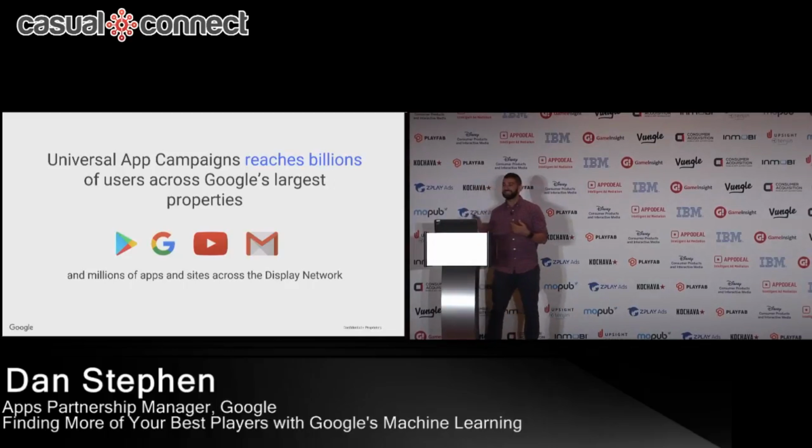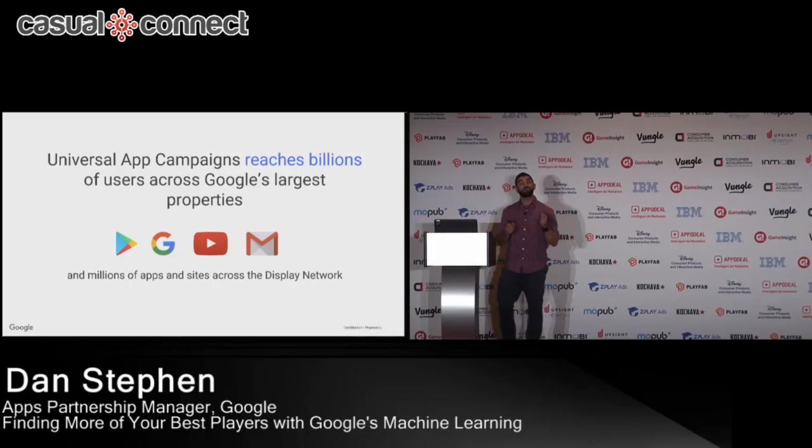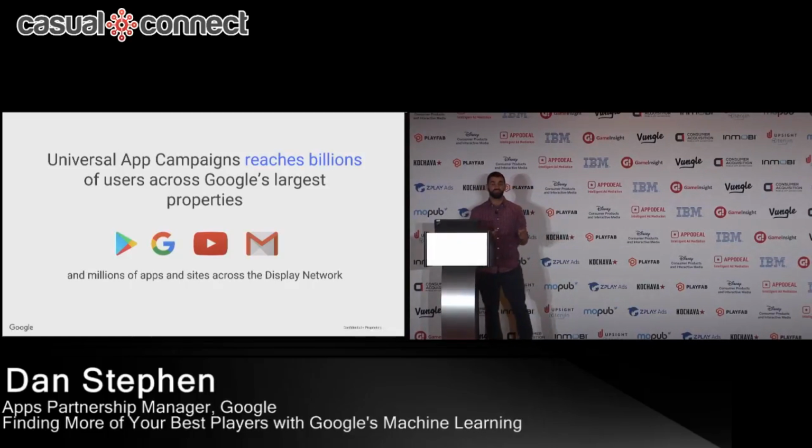And what we're finding is that advertisers that use our universal app campaigns are getting 140% more conversions per dollar than they were when using just standalone campaigns.